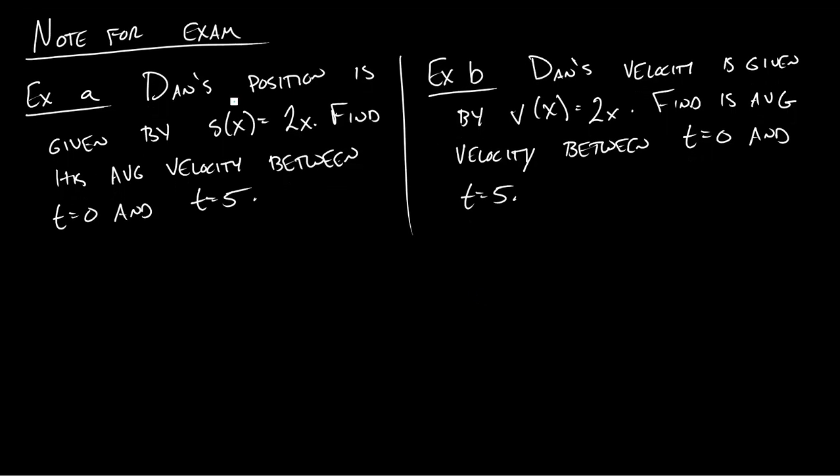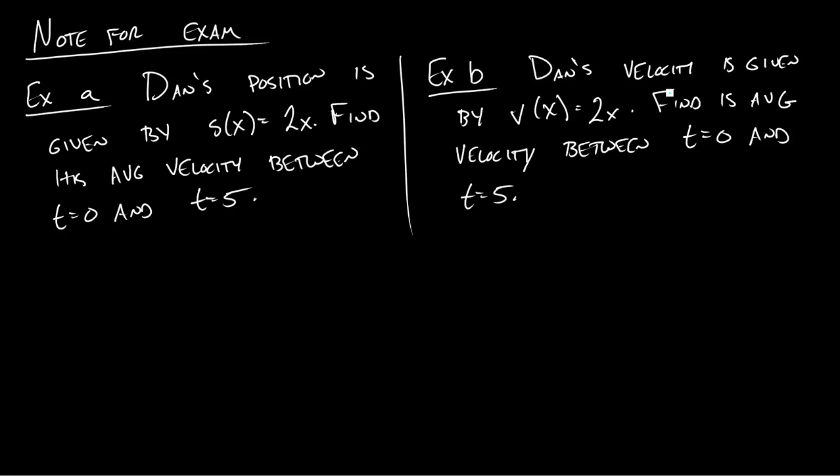All right, so in one problem, they give you my position function. So at x equals 1 here, I would be at position 2 meters. At x equals 2, I would be at position 4 meters. And we want to find my average velocity between t equals 0 and t equals 5.